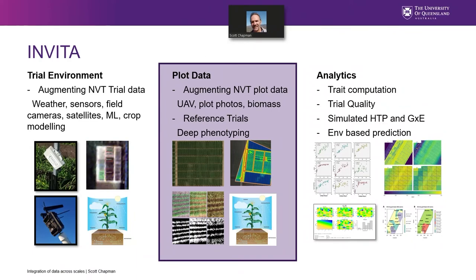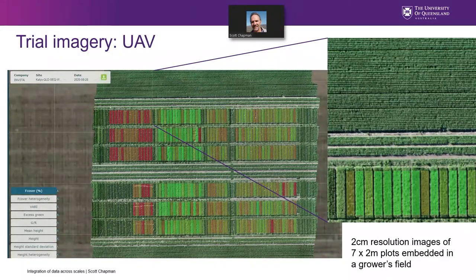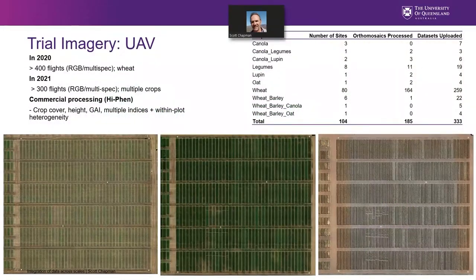Now we talk about the plot data and how we augment that. We're taking a lot of data via UAV, and you can see this screenshot from Hyphen's system where you're getting approximately 2 centimeter resolution images of these plots. You can see they're grown in farmers' fields, so there's an area marked out inside the field. And in 2020, we did about 400 flights. In 2021, at least 300 flights are being processed, probably heading towards 400 or 500.